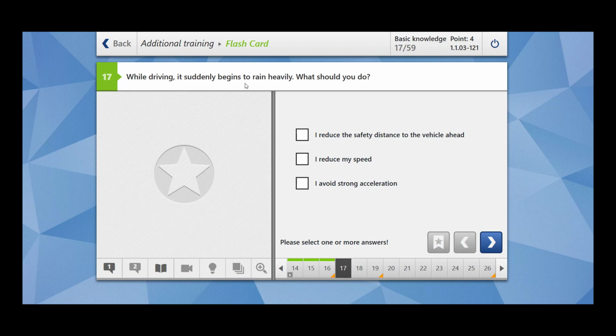While driving, it suddenly begins to rain heavily. What should you do? I reduce the safety distance to the vehicle ahead? No. If it rains heavily, you should increase the safety distance to the vehicle. I reduce my speed? Makes sense. I avoid strong acceleration? This is also correct. So whenever it begins to rain heavily, you should reduce your speed, increase the distance from the vehicle ahead, and avoid strong acceleration because otherwise you could skid.